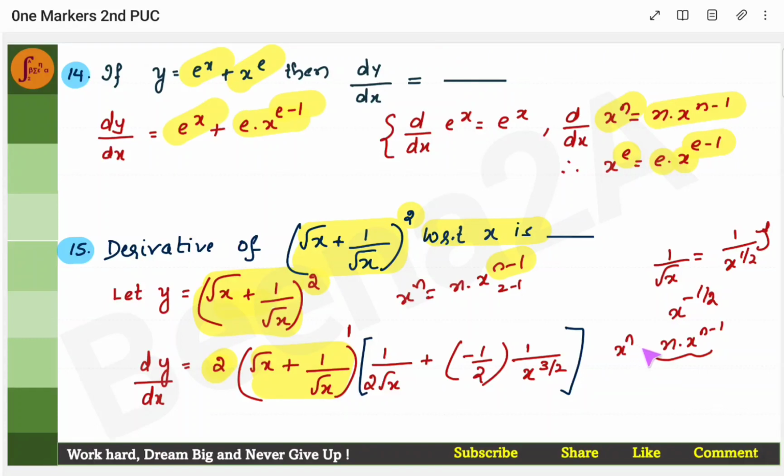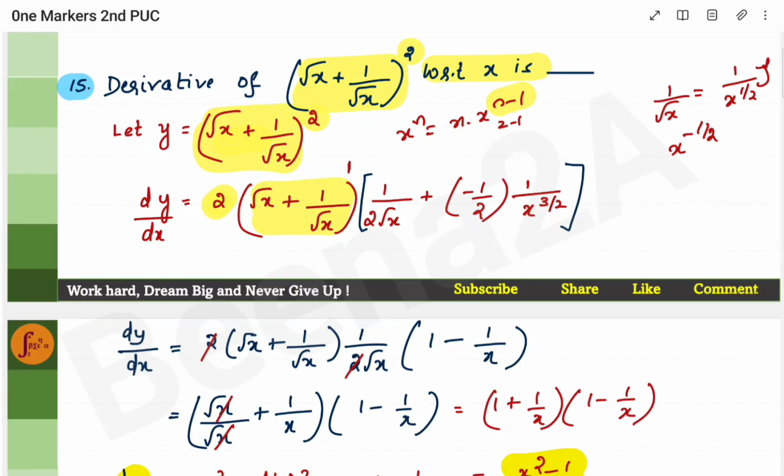So that I can apply this formula, I'm taking this to the numerator: x to the power minus half. Instead of n, I have x to the power minus half. So this will be minus half into x to the power minus half minus 1. If I simplify this, it will become minus 3 by 2. I'll get it as minus half into x to the power minus 3 by 2.